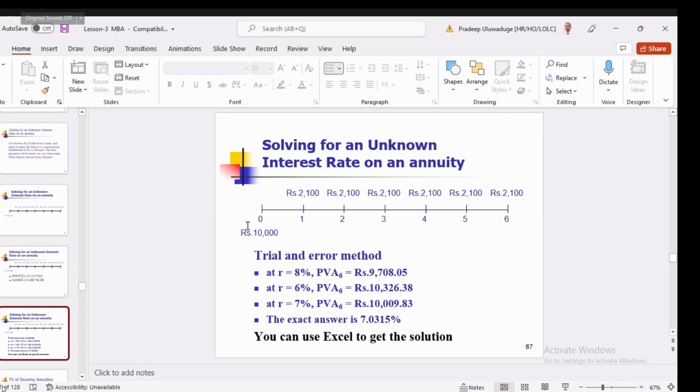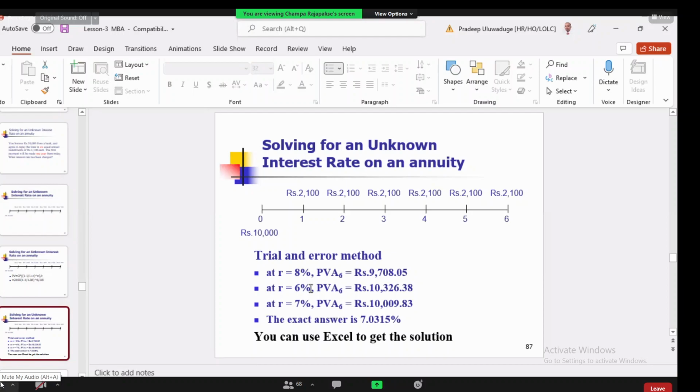Now, in our present value calculations, we know when you discount at higher rates, the present value you get is lower, right? Which implies that it has to be something less than 8%. If you discount it at 8%, you get 9,708, but you need to get 10,000. So you have to reduce the interest rate to get a higher present value, because the relationship between present value and the discount rate is negative. The higher the discount rate, the lower the present value.